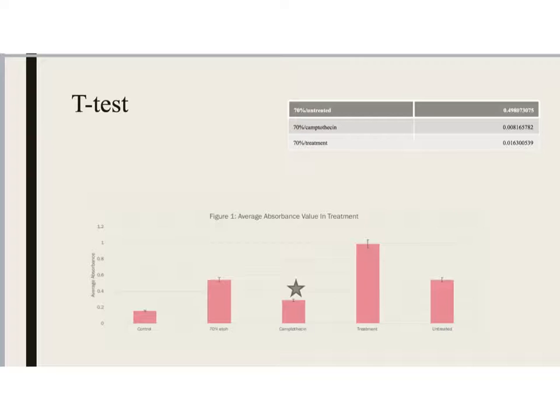So looking at my t-test, this data was generated using the WST8 reduction to determine cell viability, with measurement at 450 nanometers. These cells were treated for 24 hours in this figure, and in the graph, these are the average absorbance values in treatment. The t-test only showed significance when using the camptothecin, which was our positive control.